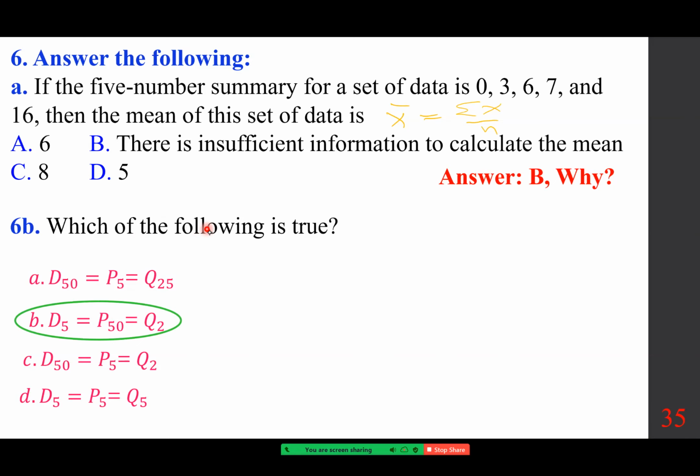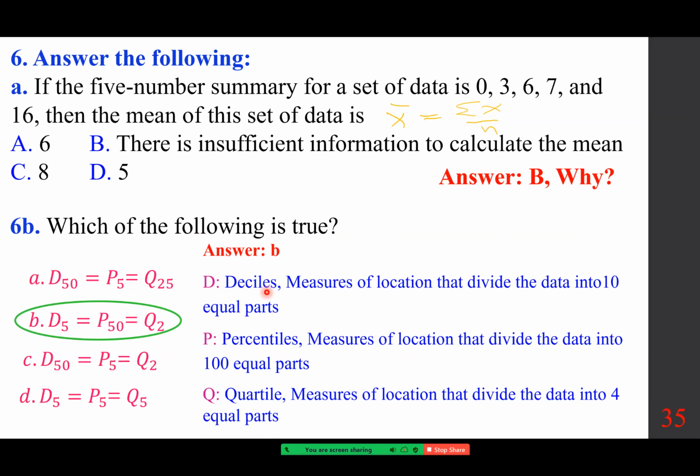Let's look at their definitions quickly. Deciles, measures of location that divide the data into 10 equal parts. Percentiles, measures of location that divide the data into 100 equal parts. Quartile, measures of location that divide the data into 4 equal parts. And that's why D5, P50, and Q sub 2 are identical.